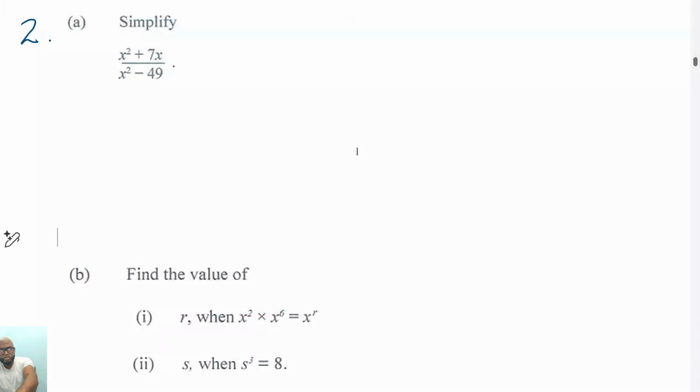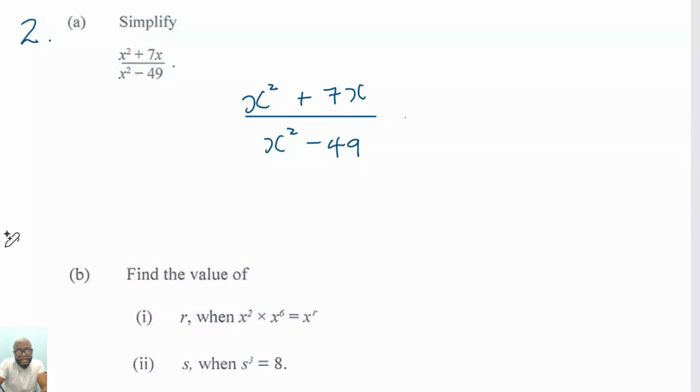So they want us to simplify this expression here, right? So we have x squared plus 7x above, and we have x squared minus 49. Now, when you have a question like this, you have to factorize the numerator, factorize the denominator, and then see if anything can cancel out, right? So I'm going to write it a little bigger here. It was x squared plus 7x all over x squared minus 49, right?